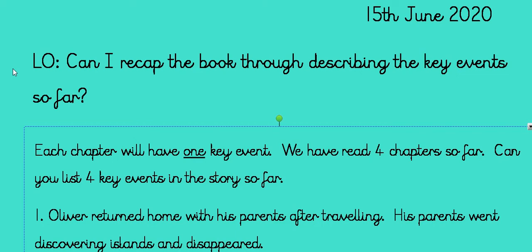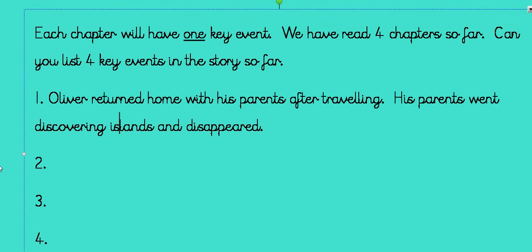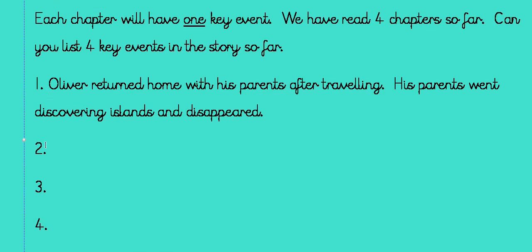We are going to choose one key event for each chapter. So each chapter will have had one key event in it that we're going to pick. And obviously, because we've read 4 chapters so far, we're going to have 4 key events. As you can see, here I have 1, 2, 3, and 4.